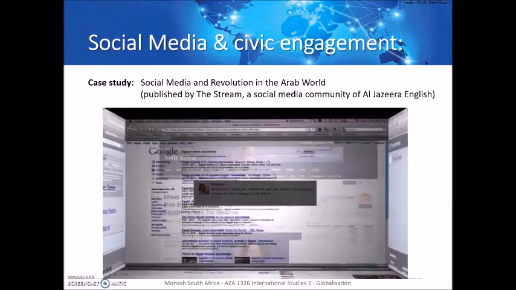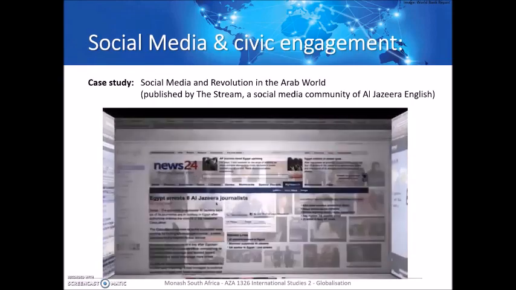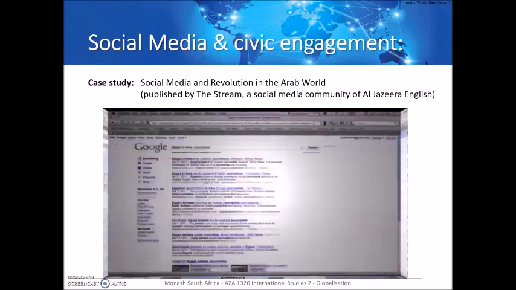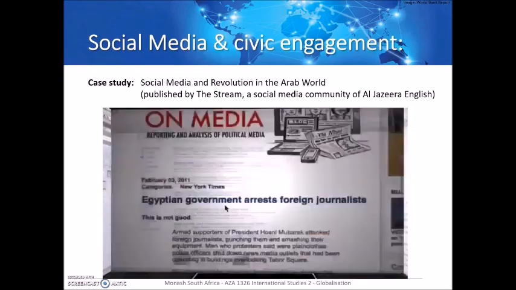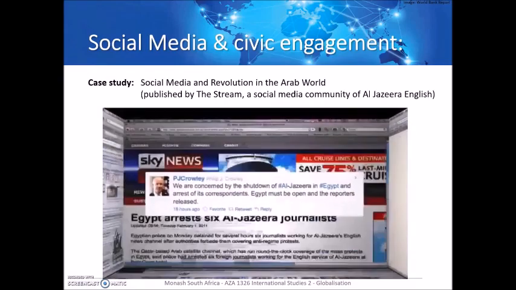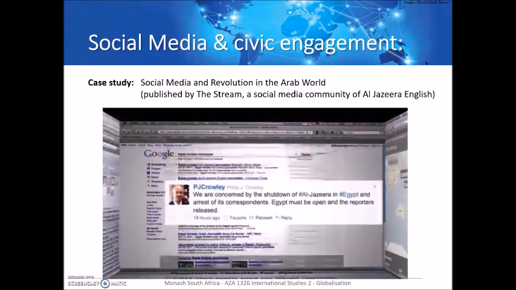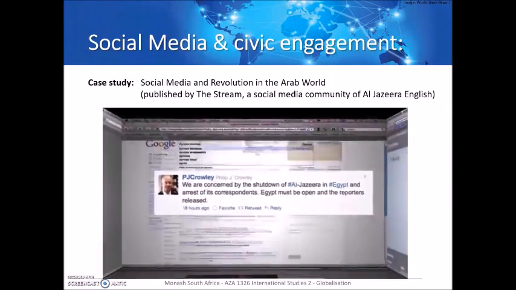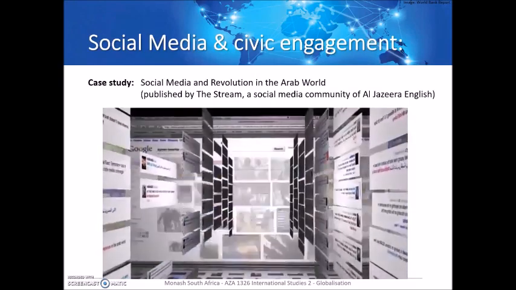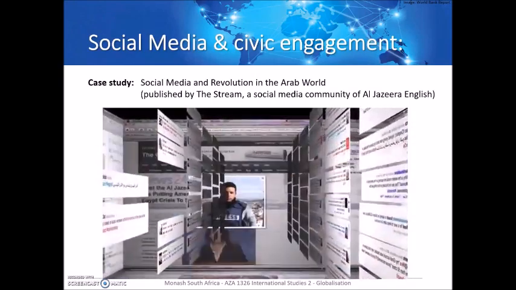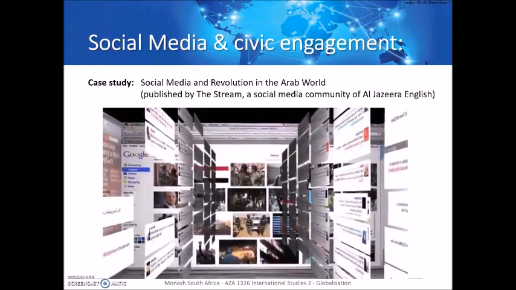To stop any news getting out, the government went after the media. Journalists were detained, and the U.S. government, which had been waffling in its response, turned to Twitter to make their voice heard. We are concerned by the shutdown of Al Jazeera in Egypt and the arrest of its correspondents. Egypt must be opened and the reporters released. 30 minutes later, our journalists were released, showing that even governments can use social media to get things done.